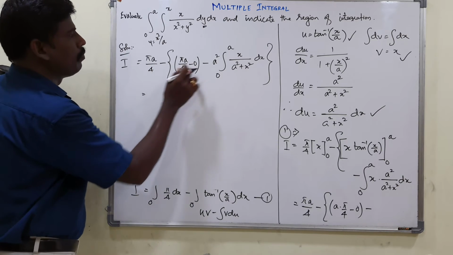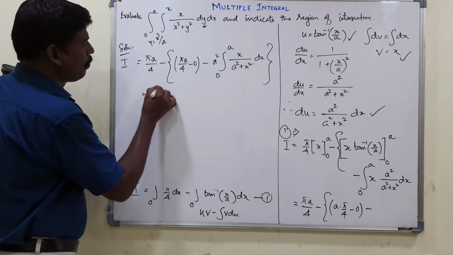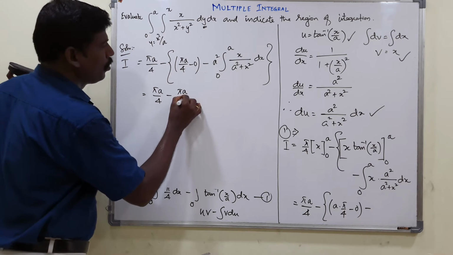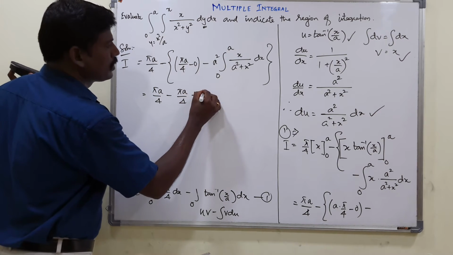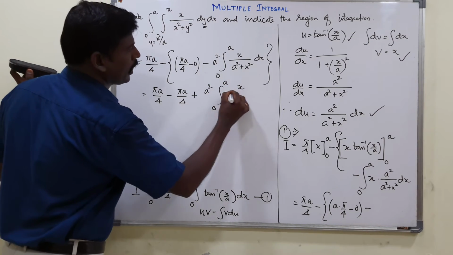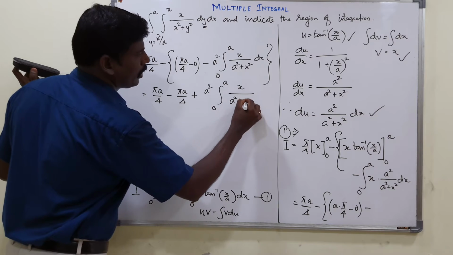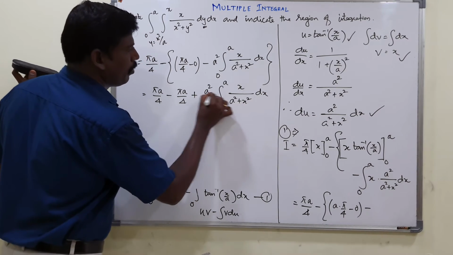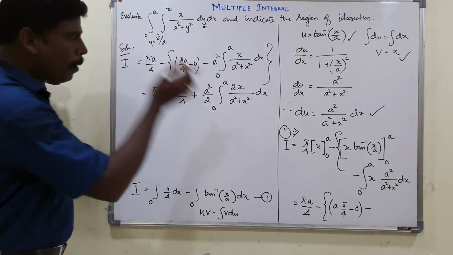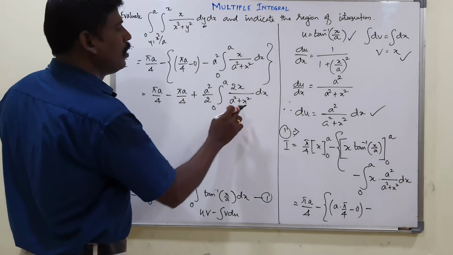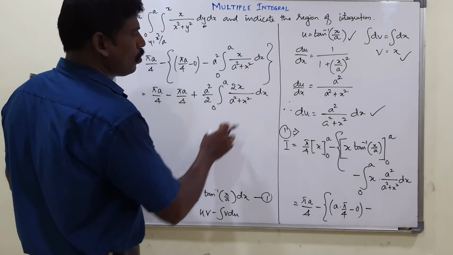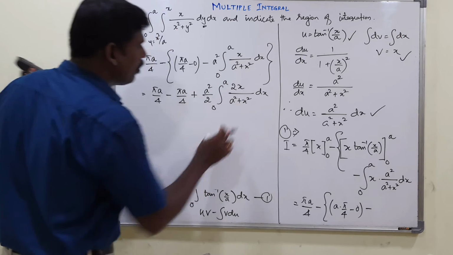Okay. So now I am going to multiply this minus inside the bracket. So pi a by 4 minus pi a by 4, minus minus becomes plus a square integral 0 to a x by a square plus x square into dx. Now I am going to adjust by dividing by 2 and multiplying by 2. Now look at the denominator inside the integral. What is the derivative of this denominator? 2x. That is already in the numerator. So what is this integral value? Log of the denominator is the integral value.